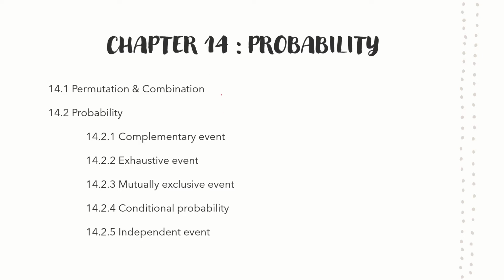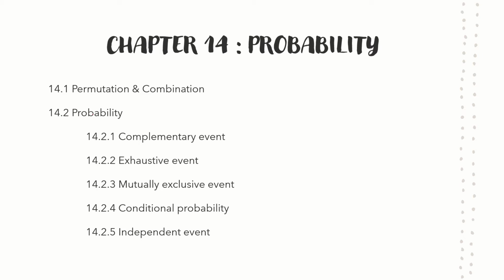Next is chapter 2. Chapter 2 is probability. I think this chapter is mostly familiar to you all, because in SPM mathematics you have learned it, and in maths you have also learned it. So I can say that there are no new things for you. It has only 2 subtopics. The first subtopic is permutation and combination. This one, I think if you already understood it at SPM level, it's fine. And the second subtopic is probability.